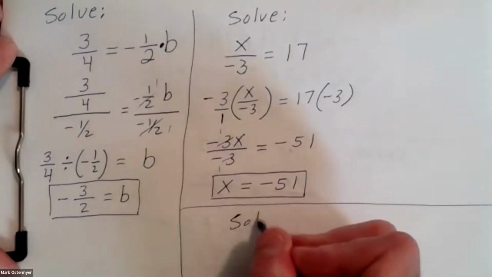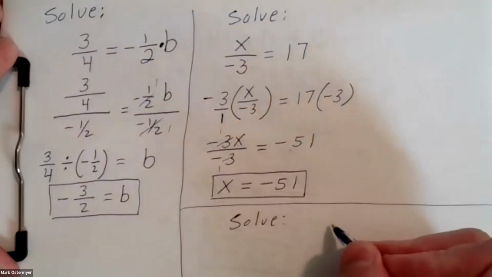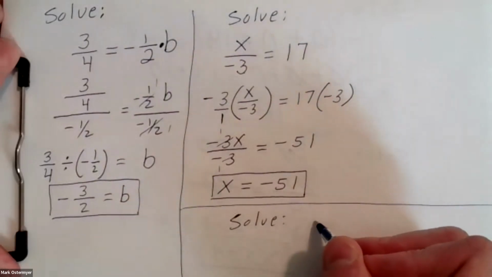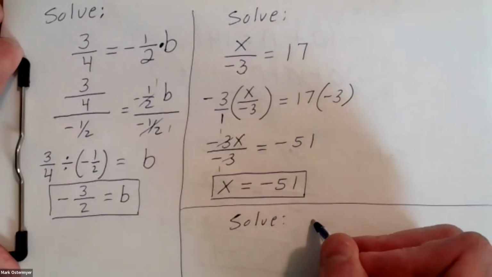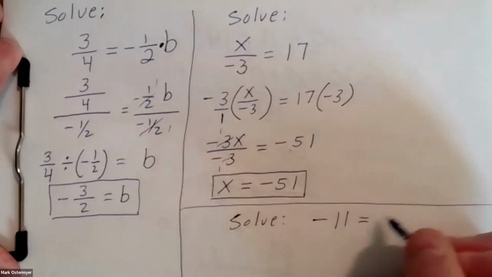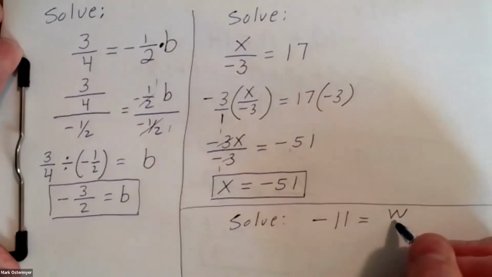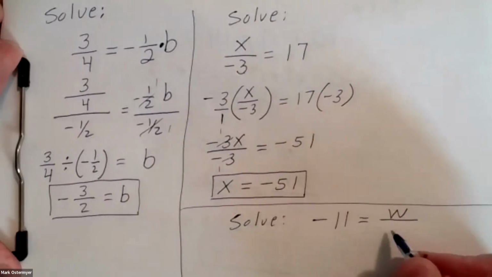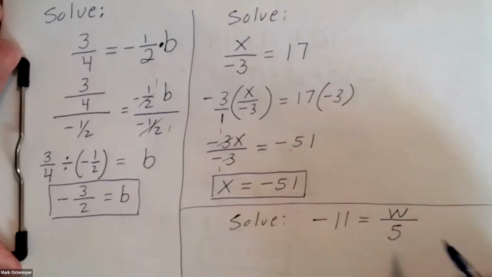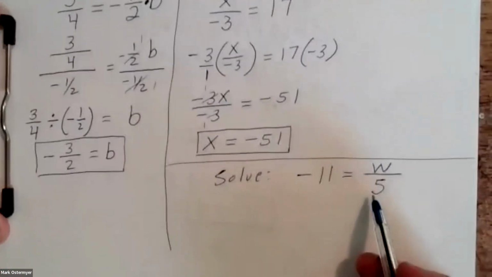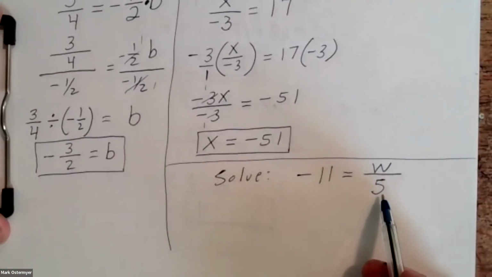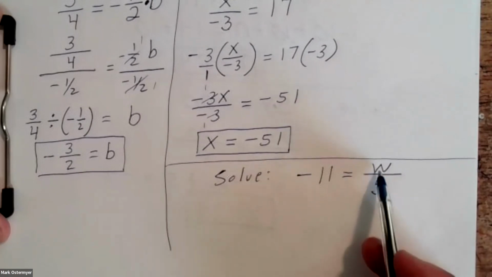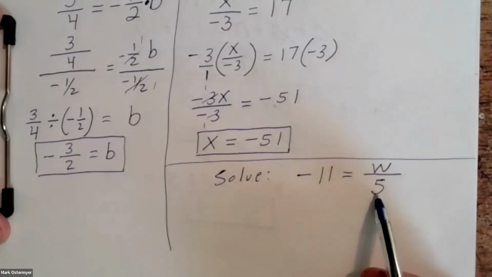Let's try another one here. Let's try to solve this equation for w. Well, to solve for w, we would like to get w all by itself on the right side of this equation. To do that, we have to get rid of the 5. We need to realize that w is being divided by 5. The inverse of division is multiplication.